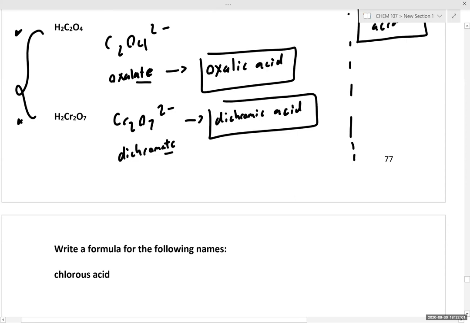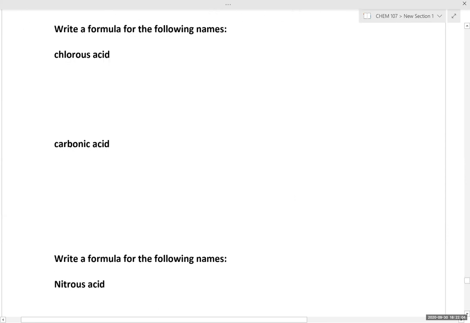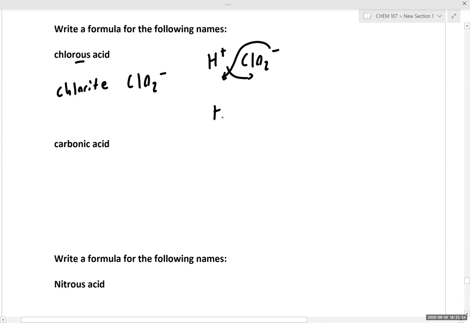So let's now try to write the formula given the following names. I'll do the first two and you'll do the second two. Chlorous, the OUS, is derived from ITE. I know chlorite is ClO2 minus. As it's an acid, I write H plus and my polyatomic ion, then I cross the charges, and that gives us HClO2 for chlorous acid. This first example is a mirror of the bonus example we just did.